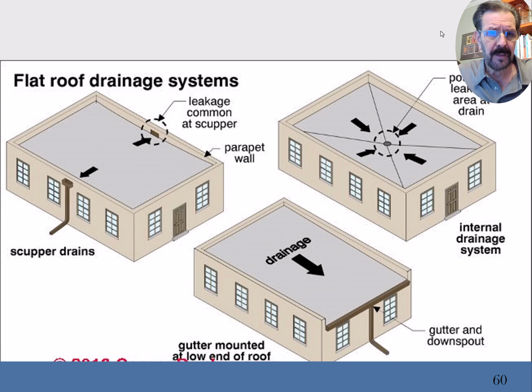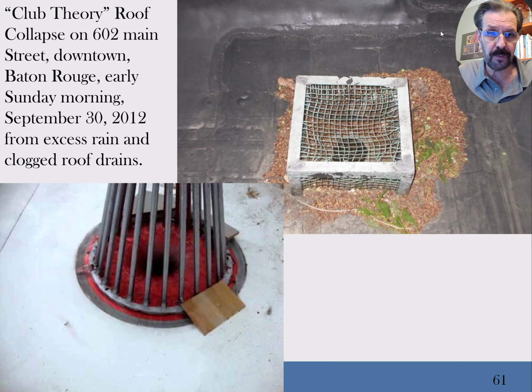Okay, so looking at the drainage again, if you don't have proper drainage, you can have roofs collapse. There was a building downtown Baton Rouge called Club Theory. Not that I ever went there, so I have no experience, but I heard about it in the news when it collapsed, because they didn't have proper maintenance going on. That was back in 2012. It's a while ago, but still, it was all from a big old rainstorm that happened on the night of September 30th, or maybe it was the night before.